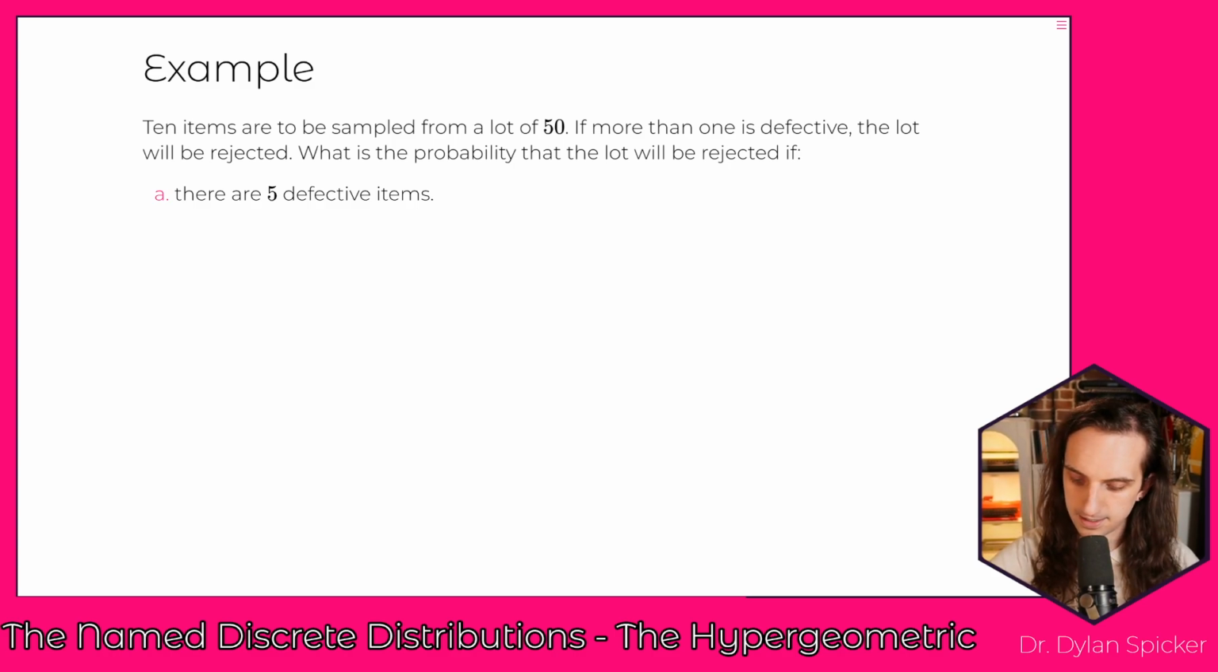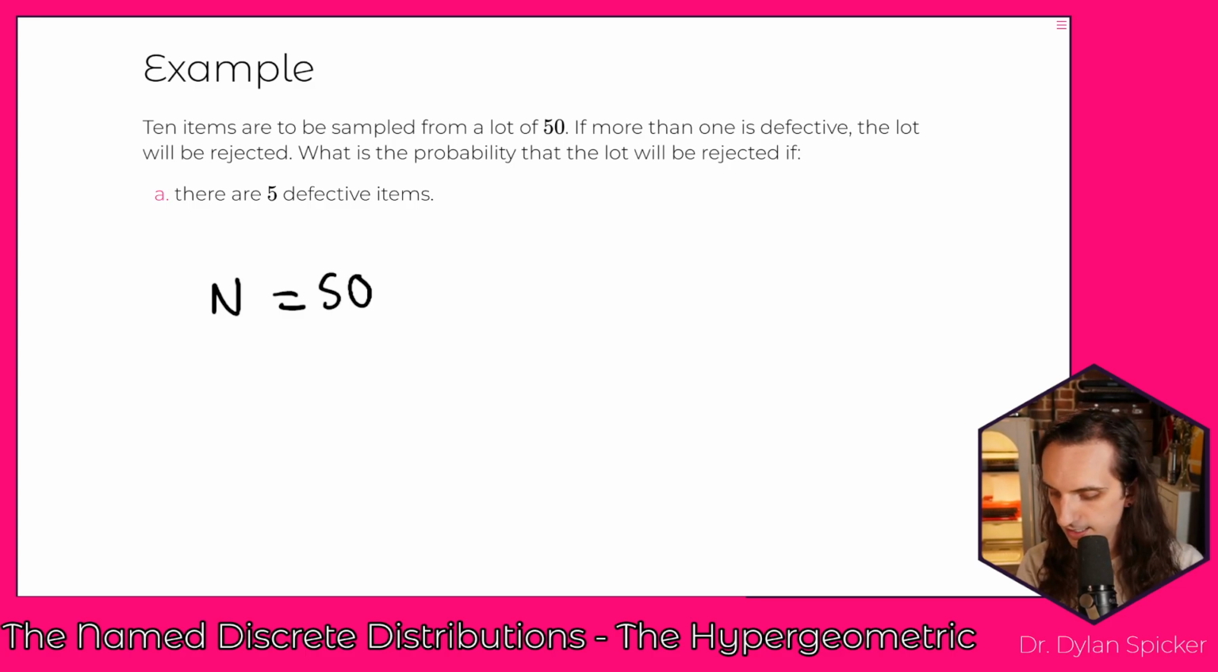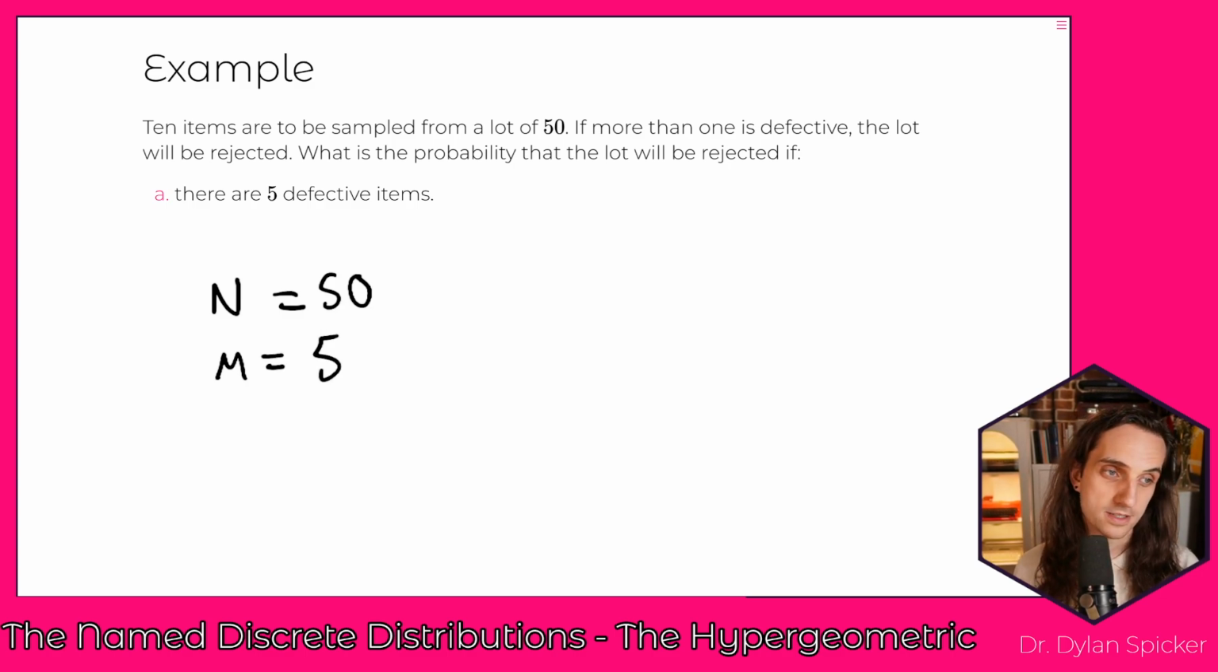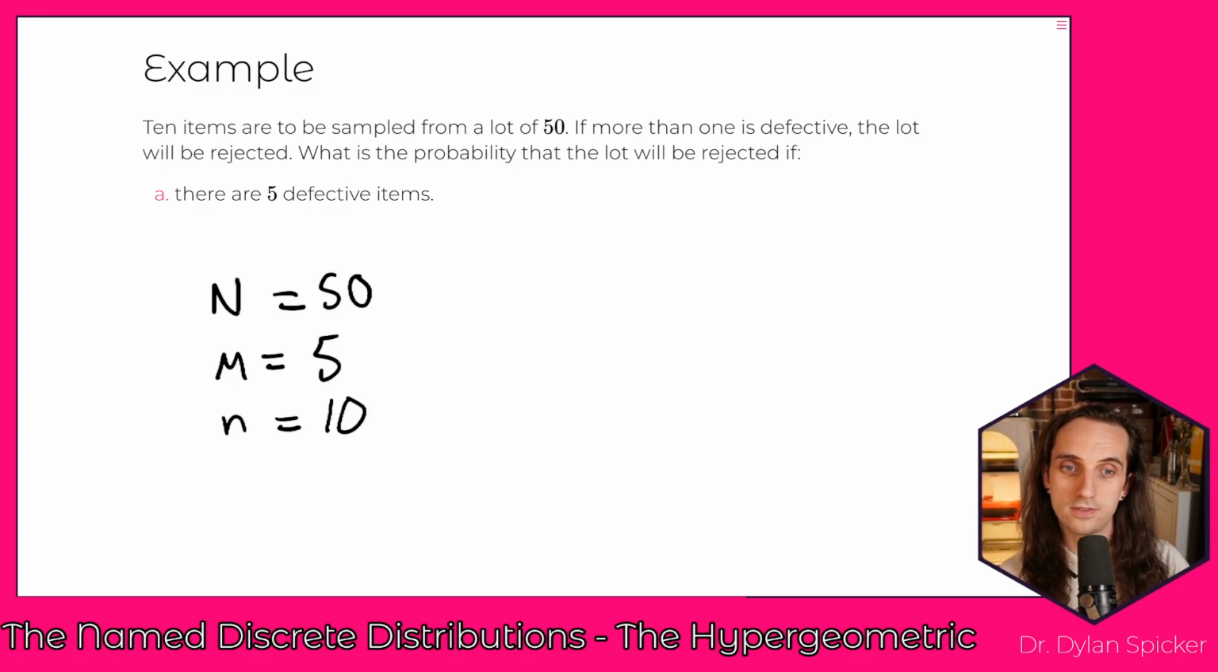So in this case, let's think about what we're doing. We are sampling items out of a total of 50, so we have a total of n equals 50 items. We're going to take them out of the lot and test them, so this is sampling without replacement. Of these, there are 5 defective items, so m is 5, and we are going to take a sample of size 10. So 10 items are going to be selected out of this population without replacement.